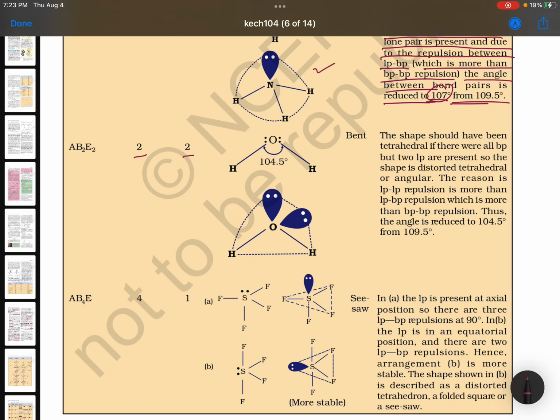AB2E2, two bond pairs, two lone pairs. Bent shape. The shape should have been tetrahedral if there were all bond pairs, but two lone pairs are present, so the shape is distorted tetrahedral, or you say angular. The reason is lone pair lone pair repulsion is more than lone pair bond pair repulsion, which is more than bond pair bond pair repulsion. Thus, the angle is reduced to 104.5. So you need to remember this value.